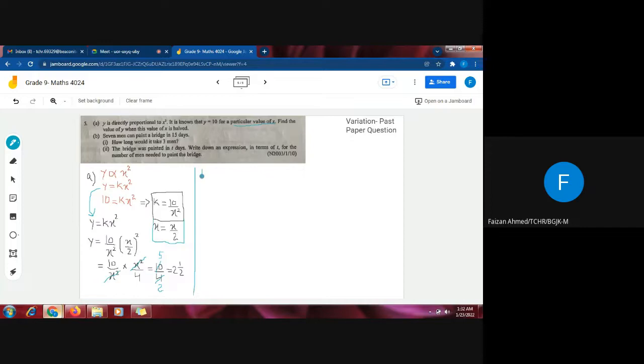Now we will move on to the second part, and the second part is a word problem. So I will just read the question and I will identify the two quantities which are given.